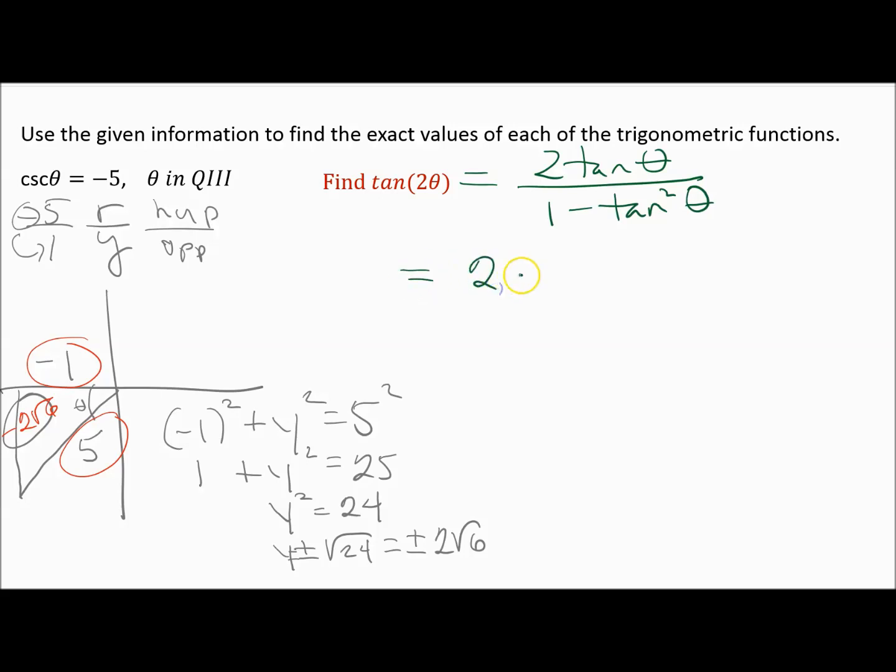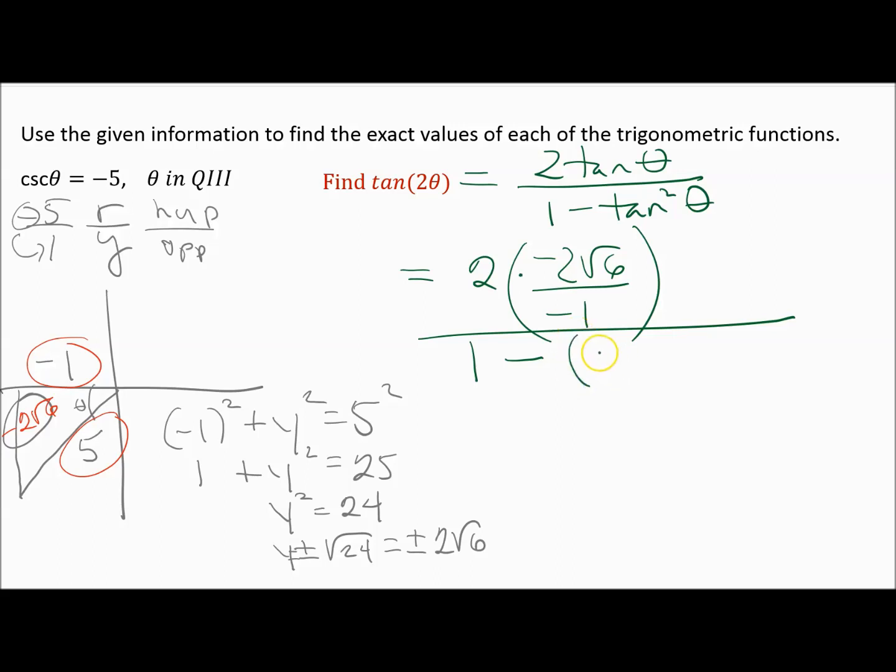So it's going to give me 2 times. Now tangent, what is tangent? Tangent is y over x, which is negative 2 square root of 6 over negative 1, or opposite over adjacent, same thing. So negative 2 square root of 6 over negative 1 in parentheses, because we're multiplying it times 2, over 1 minus, and then it's still tangent of theta, but it's squared. So it's negative 2 square root of 6 over negative 1 squared.